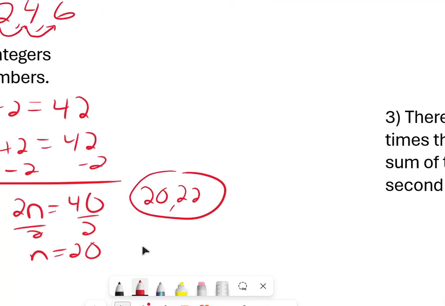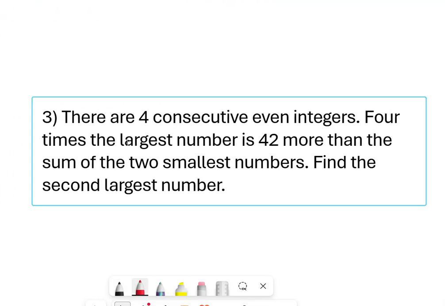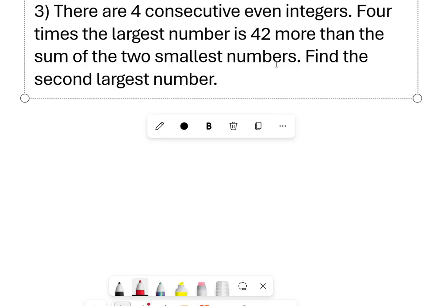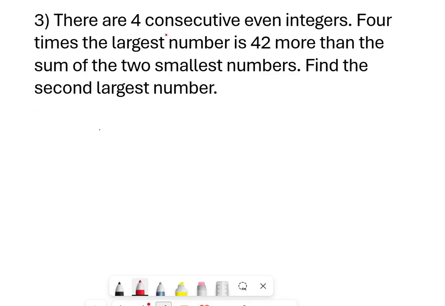And the last problem we're going to look at, this one here, says there are 4 consecutive even integers. 4 times the largest number is 42 more than the sum of the 2 smallest numbers. Find the second largest number. Goodness. Well, we have to identify some key parts of the problem. "Is" is a good indicator. This is going to be an equal sign. This is going to help us write our equation.